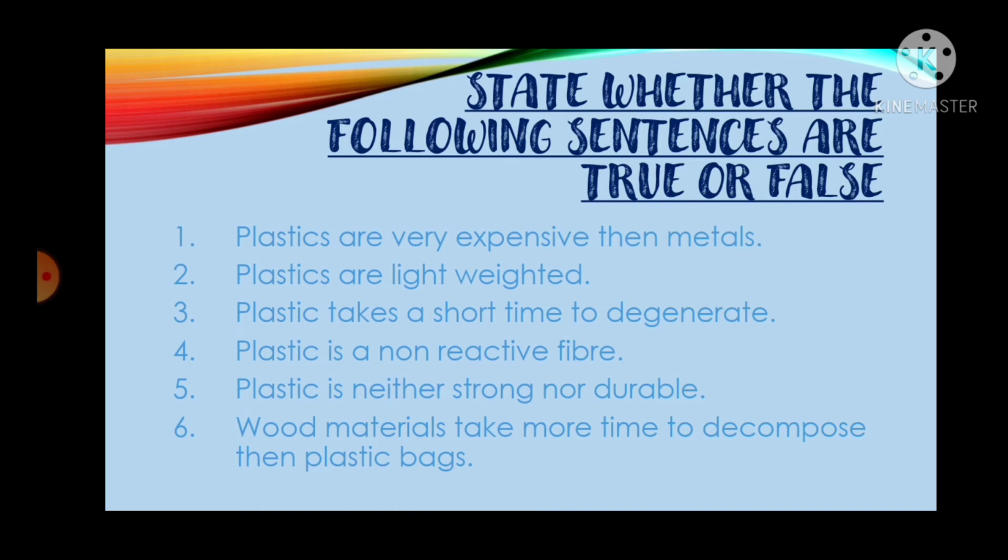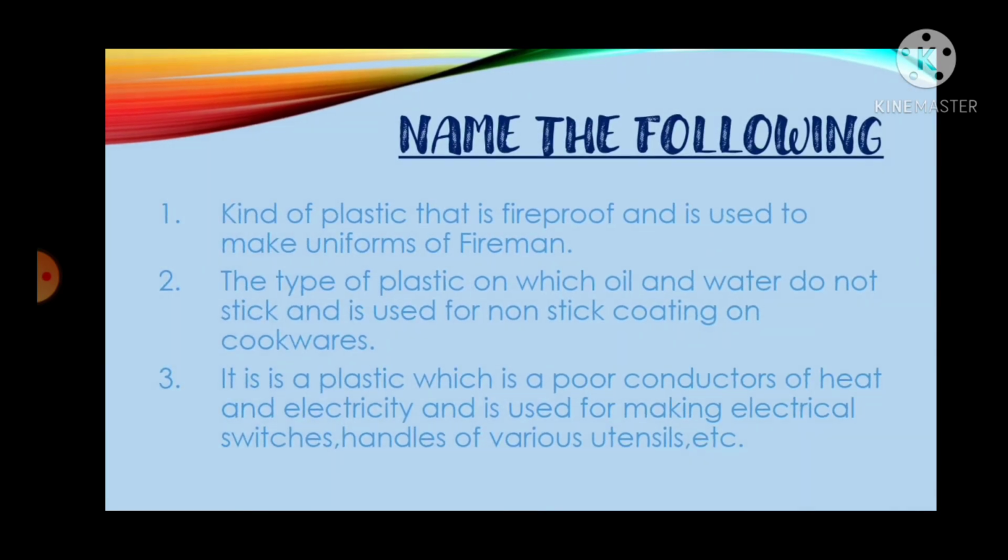Now let's go towards the next question, that is, name the following kind of plastic. These three questions have been taken from some special plastic. Kind of plastic that is fireproof and is used to make uniforms of firemen. So the answer would be melamine. Melamine is a fireproof plastic. Though synthetic fiber catches fire easily, melamine is the only synthetic fiber which is fireproof, and it is also used for making uniforms of firemen.